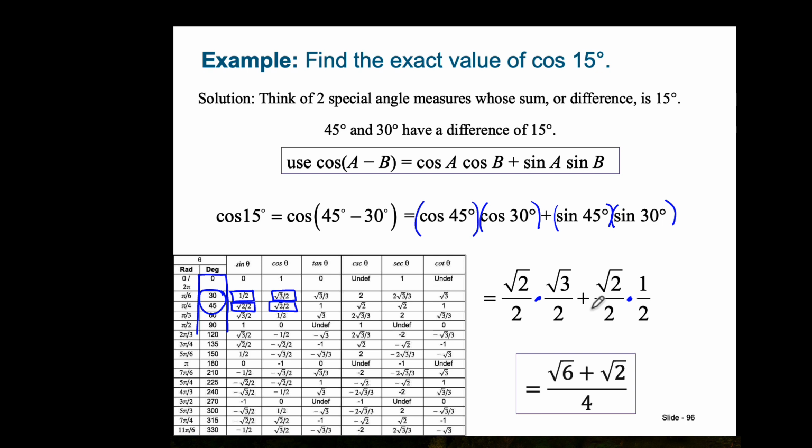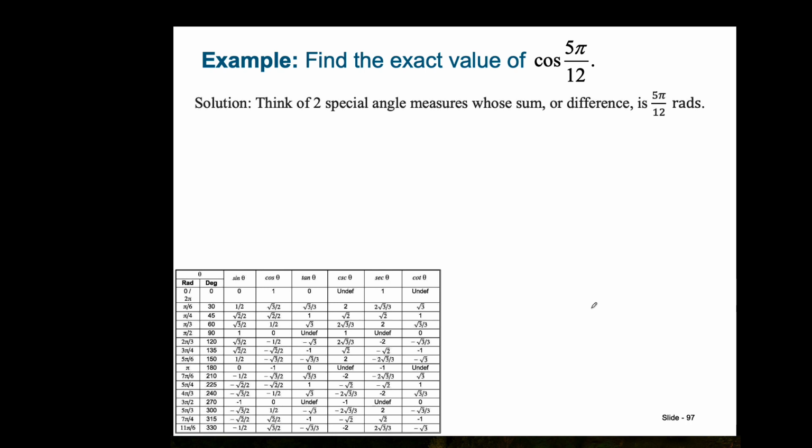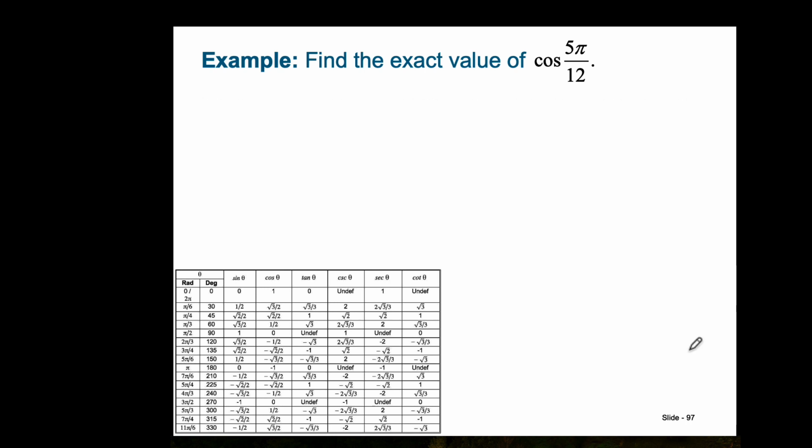All right, let's try another one. Find the exact value of 5 pi over 12. Come over here to our table, and we're looking for 5 pi over 12 radians. If it's on here, that would be great. 5 pi over 12. It is not on here.